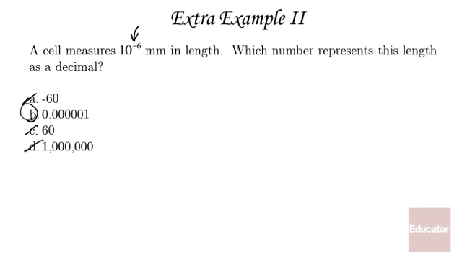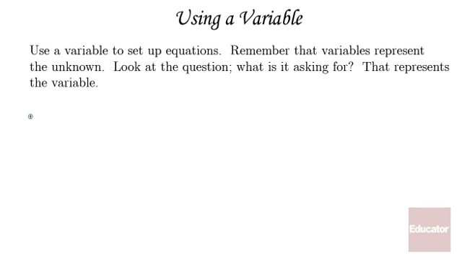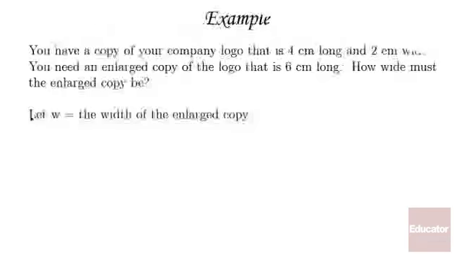Another test-taking strategy is using a variable. You can use a variable to set up equations. Remember that the variable represents the unknown. So look at the question and carefully think about what it's asking for. That's going to represent the variable. Sometimes the multiple choice questions will give you answers that are not what the question is looking for. So those answers you can immediately eliminate. So first, always ask yourself, what is the question asking for? And think of that as your variable.